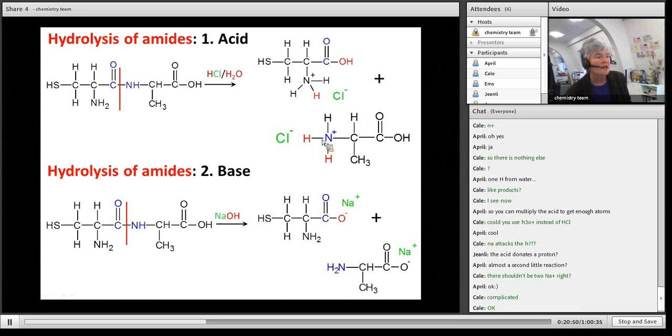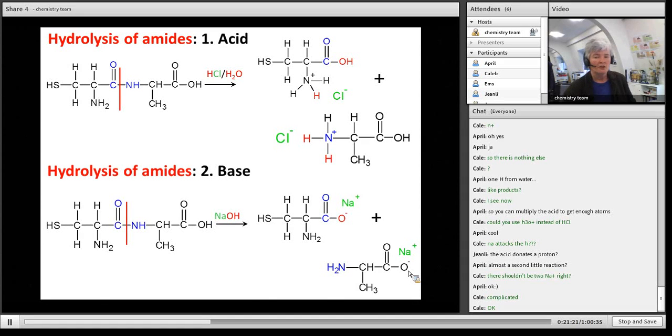Okay, if it was basic hydrolysis, then you look at your molecule and you go, do I have any acidic components in my molecule? So like a carboxylic acid. And if I have any carboxylic acid, it's going to be an acid plus base reaction. So any acidic part is going to react with the base to form a salt. Okay, so I hope that's clear.